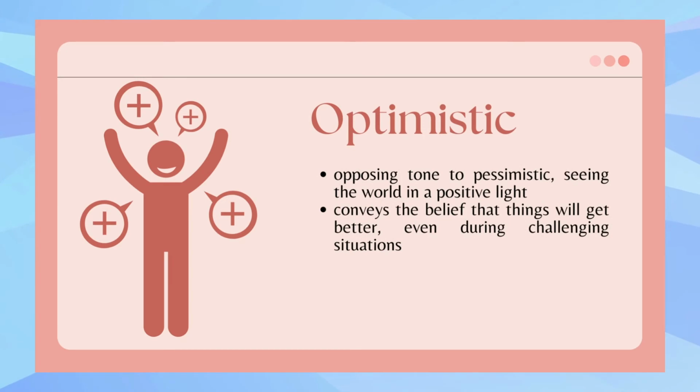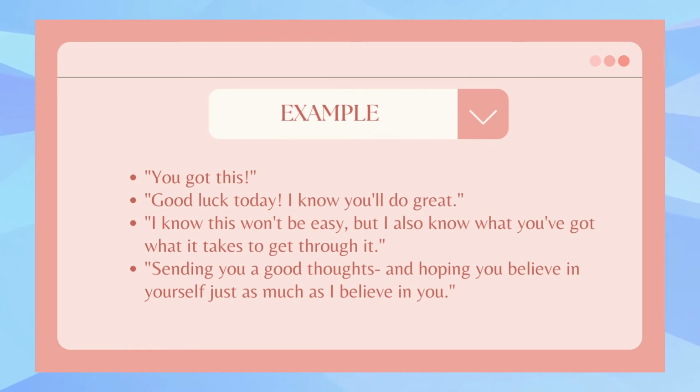Okay, so next is the optimistic tone. Optimistic is the opposing tone to pessimistic, or in other words, pessimistic is being negative, while optimistic is being positive. So, optimistic tone refers to seeing the world in a positive light and conveys the belief that things will get better even during challenging situations. So, here are my examples of the optimistic tone.